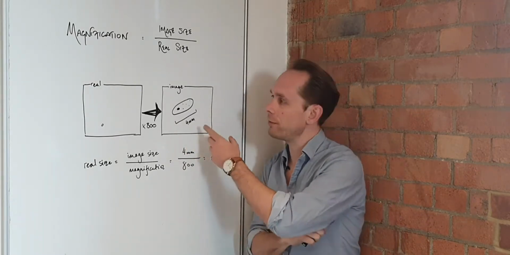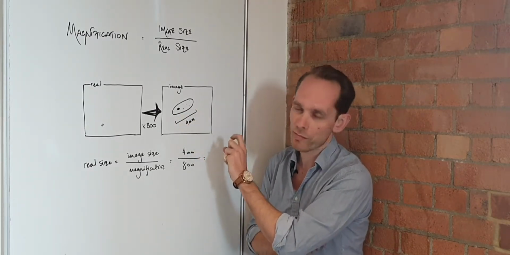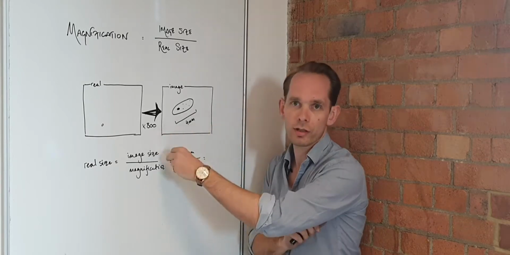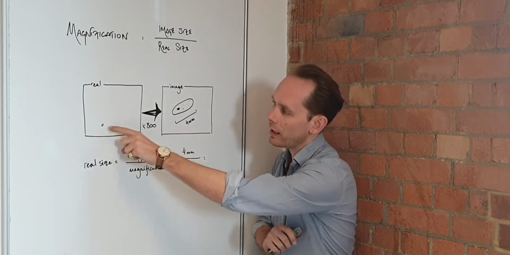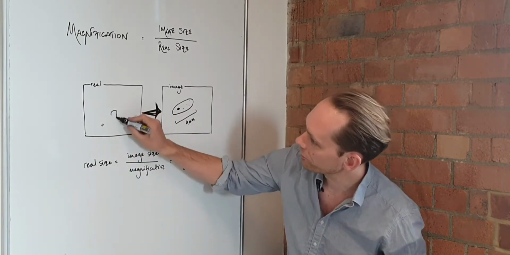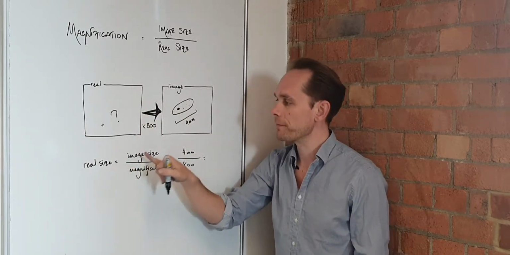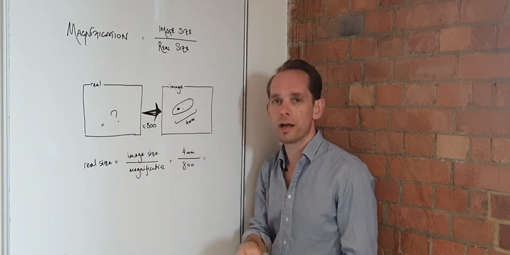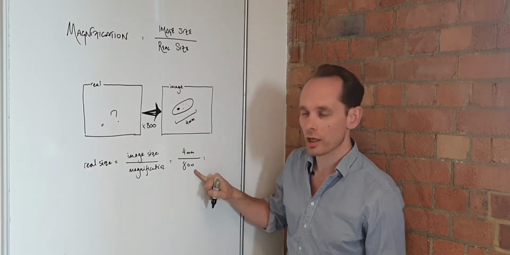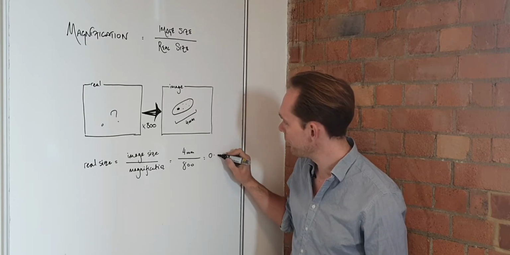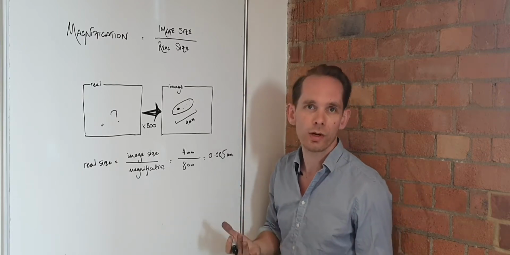Here's an example where we've got a photograph of a cell, and you can measure the photograph and see that it's 4 millimeters, and you know that it was taken with a magnifier that multiplied by 800. So how big is the real cell? Well, if you rearrange that equation, you get that the real size of the object is the size of the image divided by the magnification. So in this case, 4 millimeters divided by the 800 times magnification gives us 0.005 millimeters, and that would be how you'd work that out.